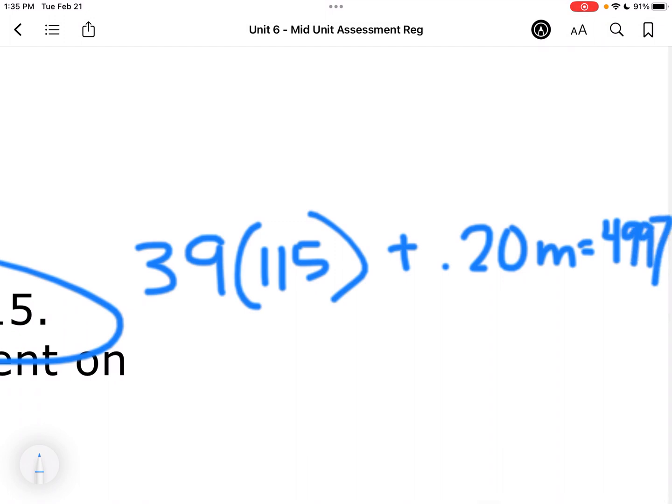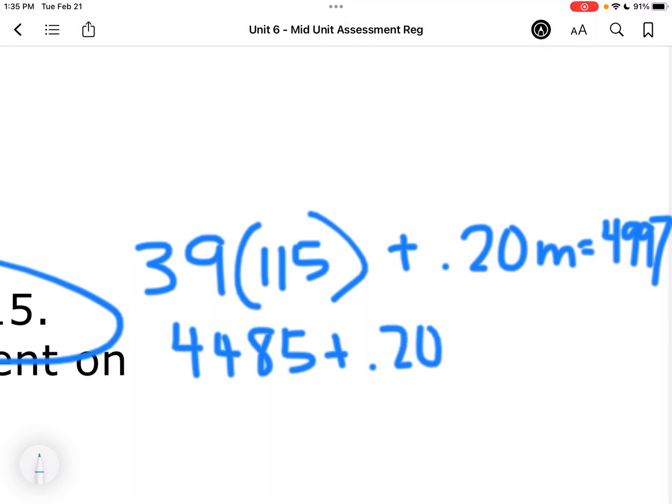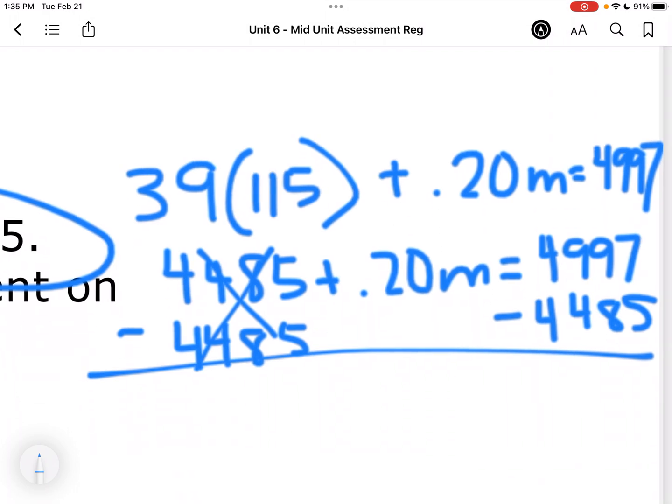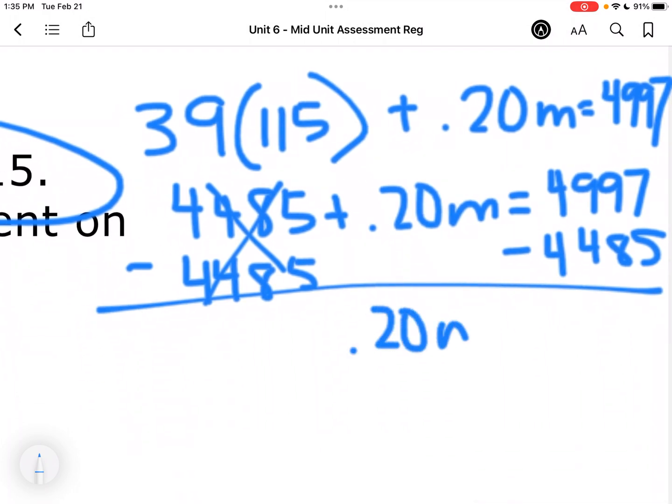All right, so the first thing I'm going to do is multiply 39 times 115. And I get $4,485 plus the 20 cents per mile, and that's going to equal $4,997. The next step is to subtract off the amount I paid for the lease. Remember, leasing a car is like borrowing it from the dealership. You're going to return it at the end. So I'm going to subtract, and I get $512. So $512 was the overage that I spent on the miles.